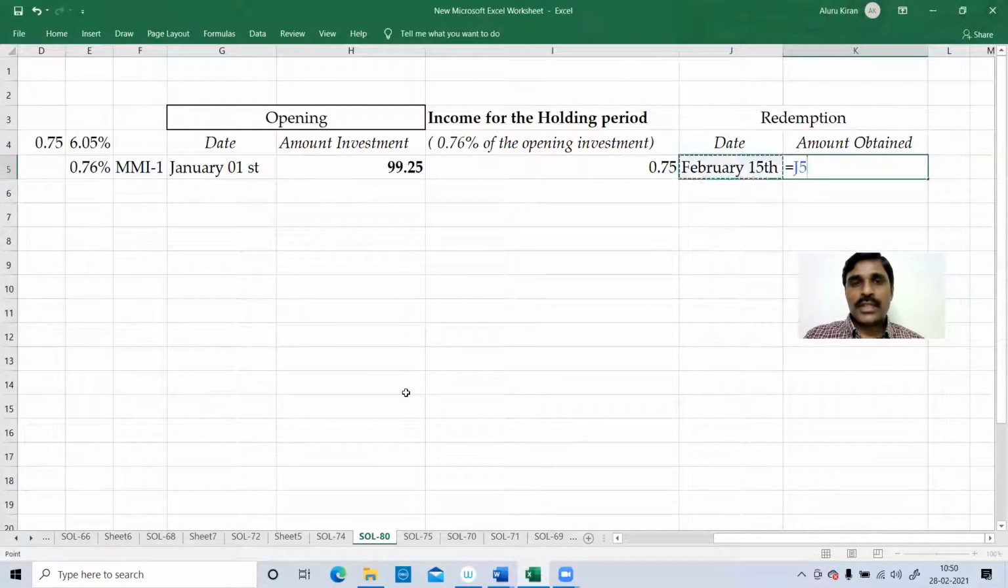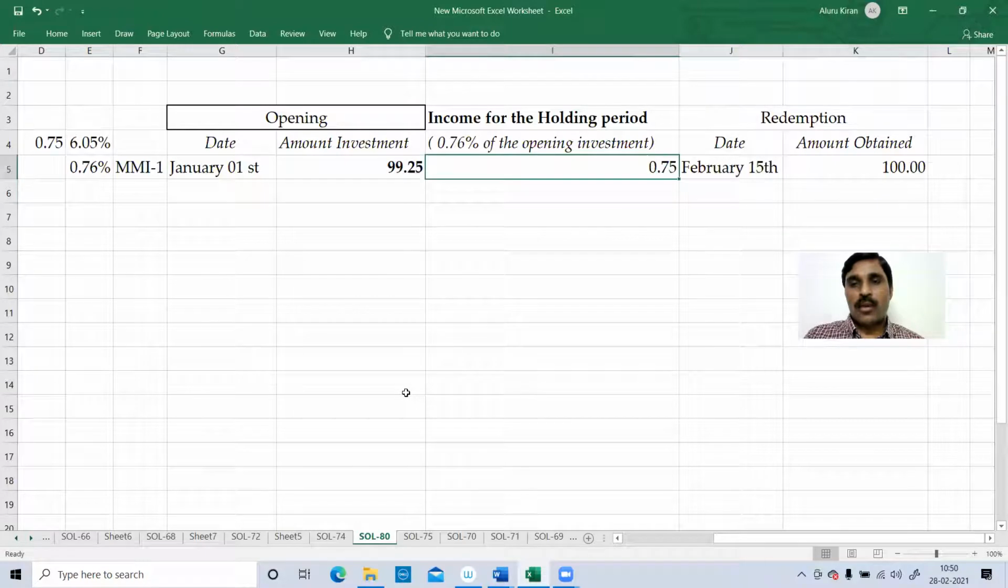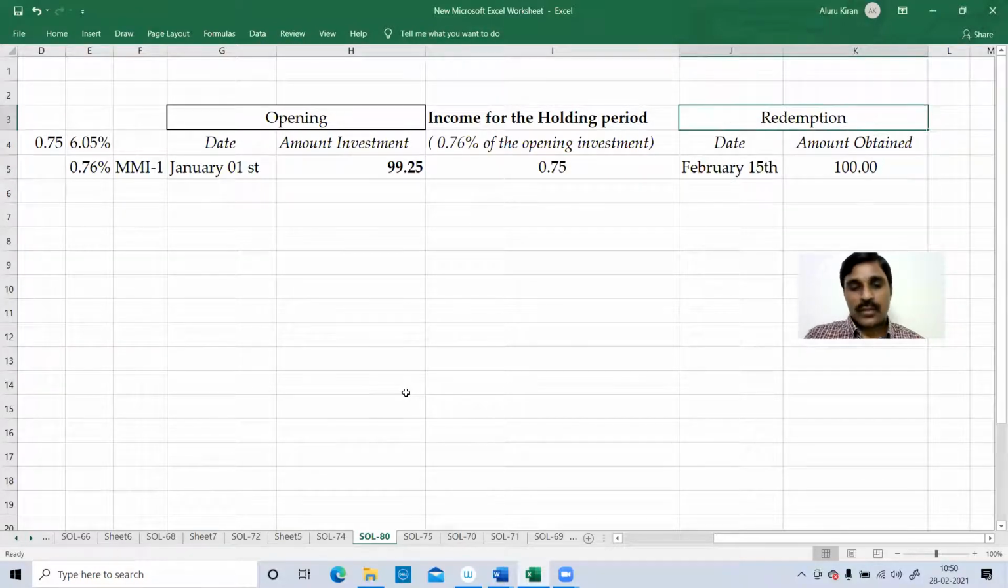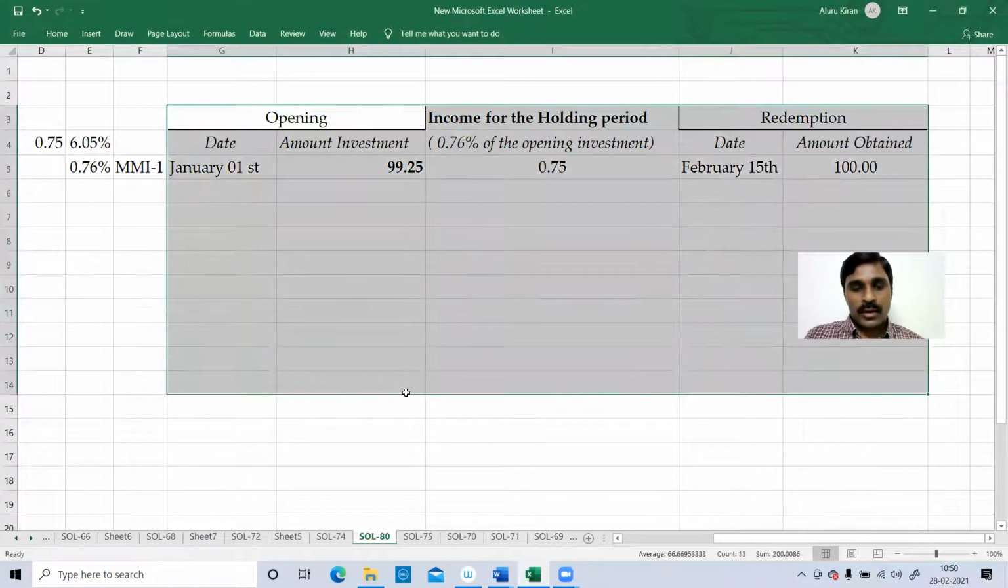The redemption amount is equal to the face value, whatever I have invested, plus the interest income. 100 rupees I will obtain. This is called the face value, as I told you. Okay, so this is how we obtain the bond.